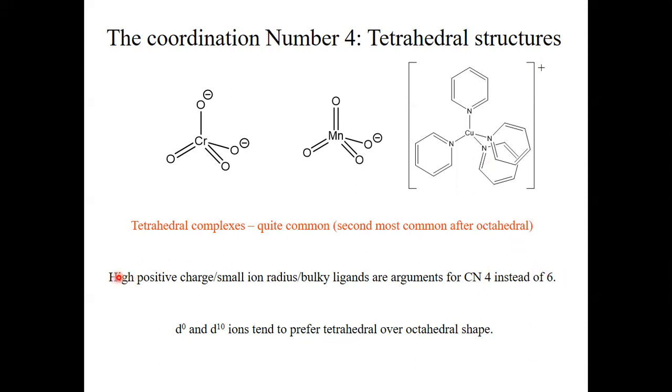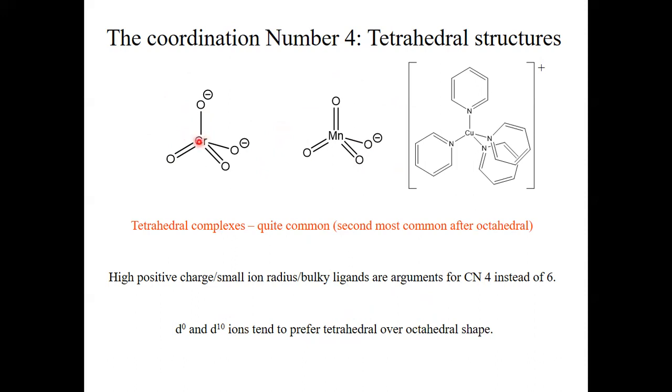Generally, when we have a high positive charge and a small ion radius resulting from the high positive charge at the metal, as well as bulky ligands, then we tend to have a coordination number of 4 and not a coordination number of 6. Also, generally, d0 ions and d10 ions prefer the tetrahedral over the octahedral shape. So here are a few examples that demonstrate that.